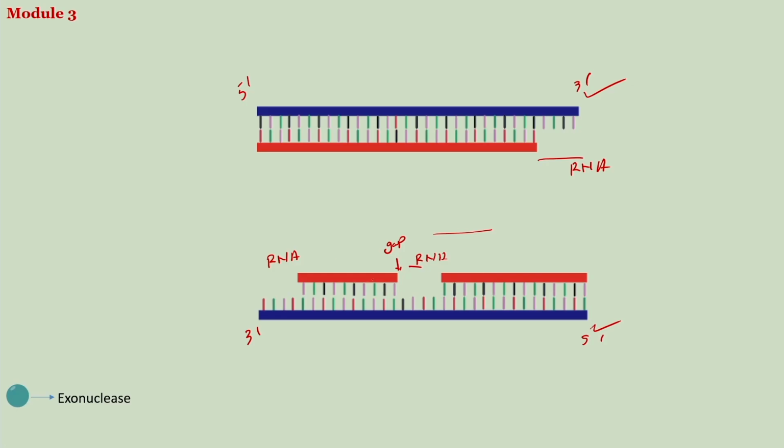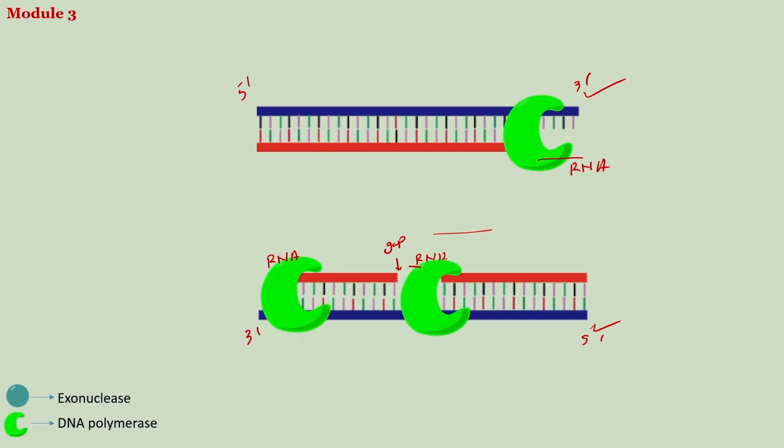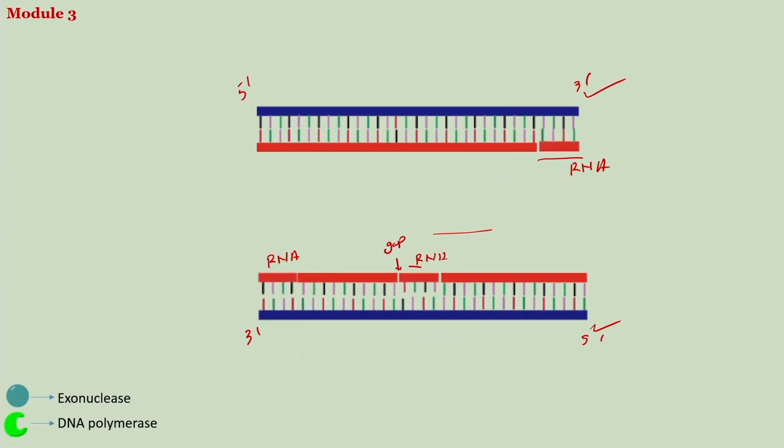Now the already formed DNA strands will act as the template and they will fill up this gap with DNA. Again, polymerase has to come and synthesize the DNA to fill this gap. Polymerase will come and synthesize these new strands.